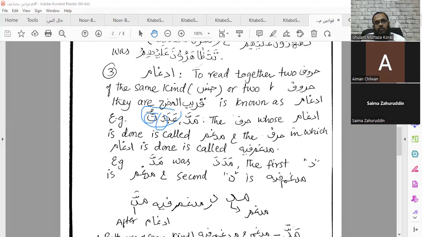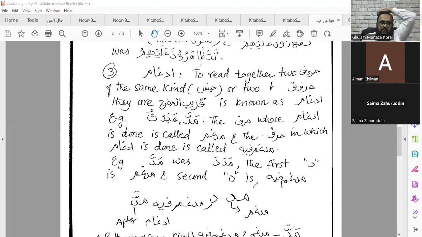Now dal is not pronounced anymore, because dal has been changed into ta, and there is idgham of ta into ta. The first ta that was replaced by dal is mudgham, and the second ta is mudgham fi. So from abadda, it is abatta, right? So this is the idgham of huruf that are qareeb al-makhraj. It comes in writing, but it does not come in pronouncing. It's abatta. There's no sound of dal.